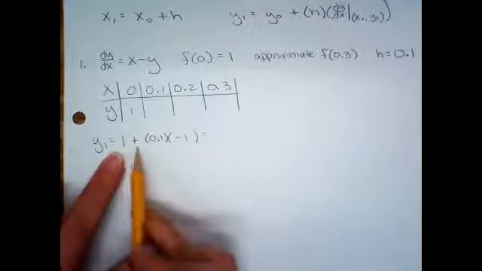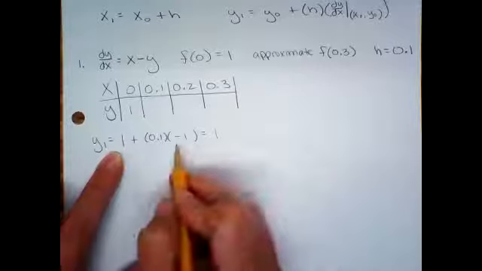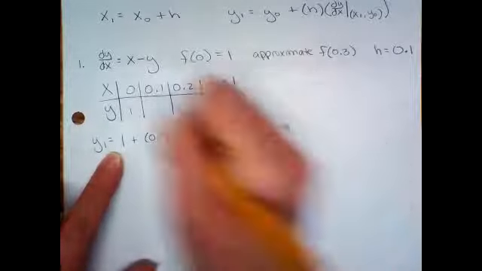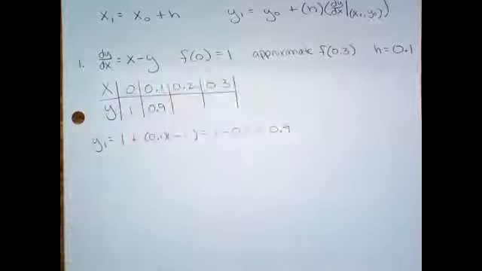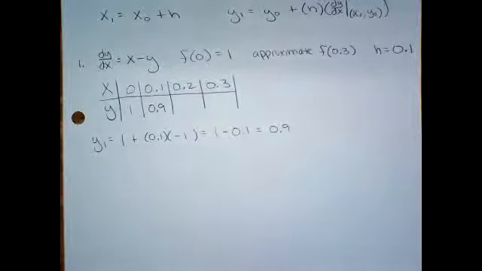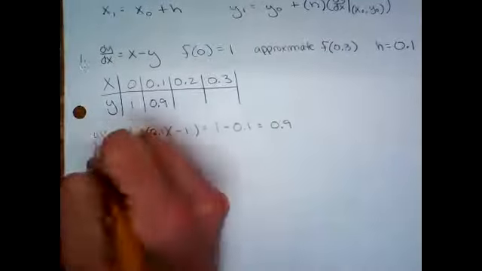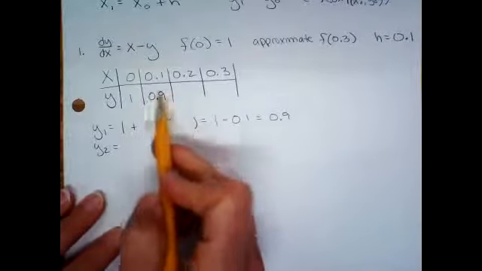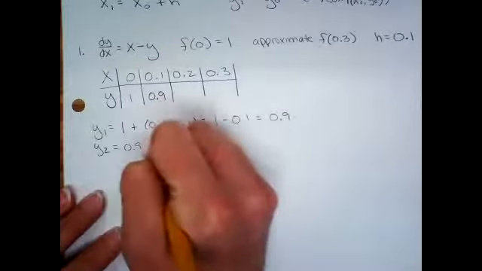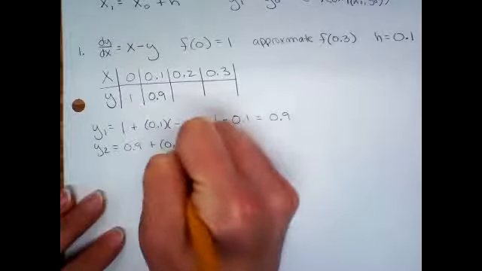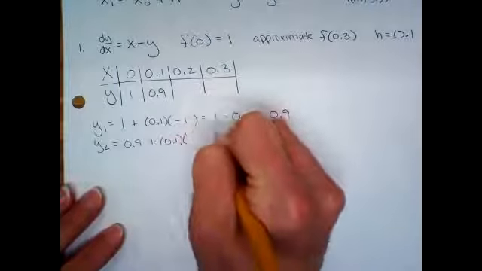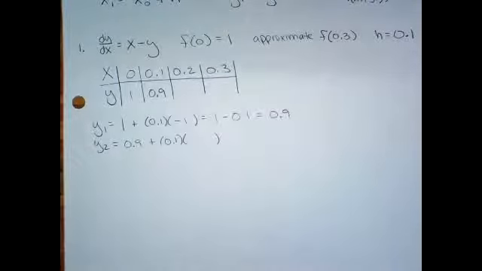So let's see, this would be 1 plus, or actually it would be minus 0.1. And so that would be 0.9. So 0.9 goes right there. And then we're going to use that to get the next value. So to get y2, we're going to take 0.9, the one that we just had, plus that step size, the h value, 0.1, times the derivative at the previous point.